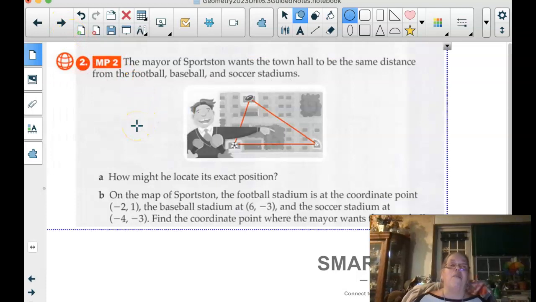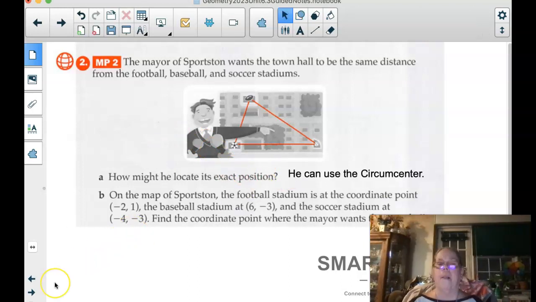Okay, now the mayor of Sportston wants the town hall to be the same distance from the football, baseball, and soccer stadiums. Notice this is an acute triangle, so it's going to be somewhere smack in the middle. How might he locate its exact position? Again, what we just did. The perpendicular bisectors, where they meet, is equally distant from each vertex. So he can use the perpendicular bisector.